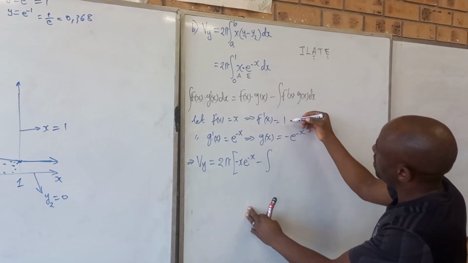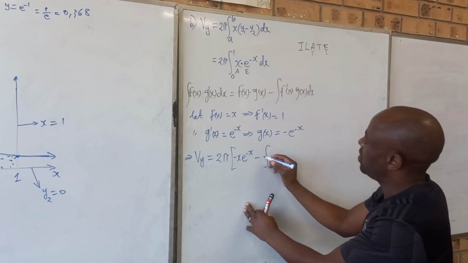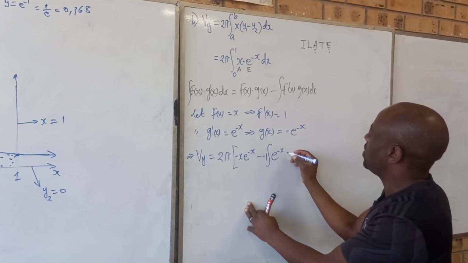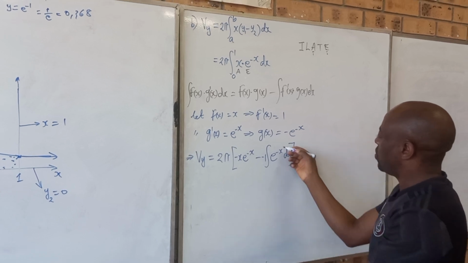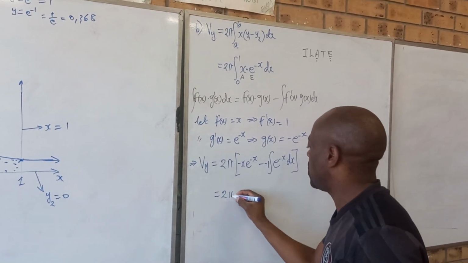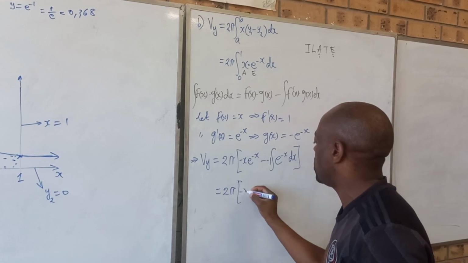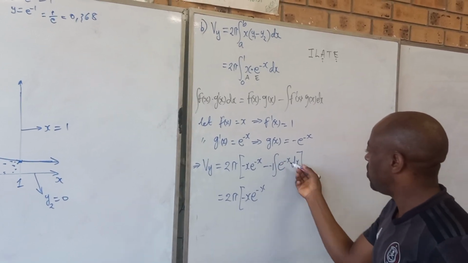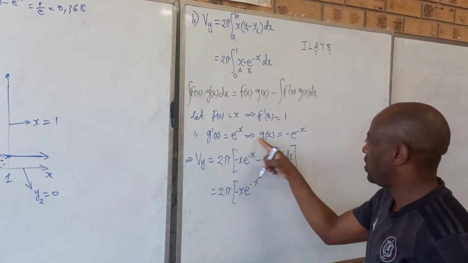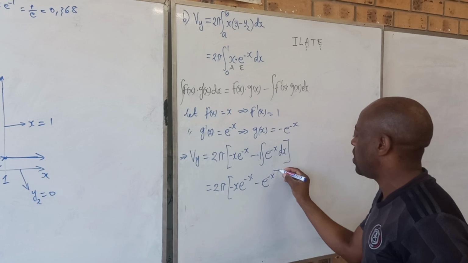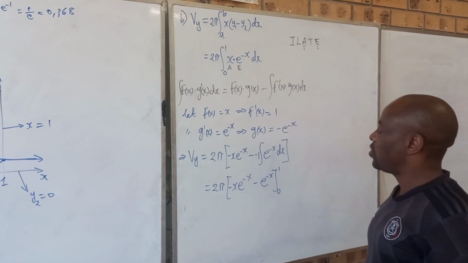In my f prime g, I always like to take constants out. My constant is negative 1. So I'm left with e to the power negative x dx. I'm only left with that integral, which is no longer a product. So I get my 2 pi in bracket negative x e to the power negative x. This will become positive, but when you integrate this, like you see there, it creates another negative. So this is negative e to the power negative x from 0 to 1.